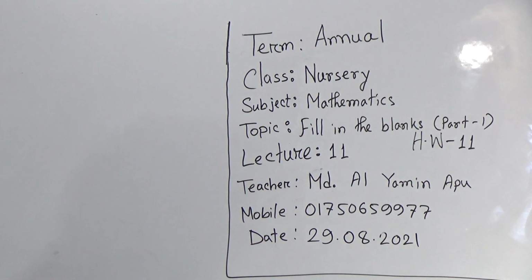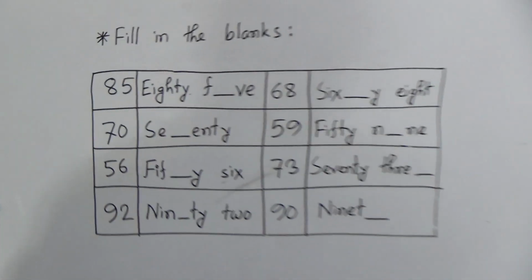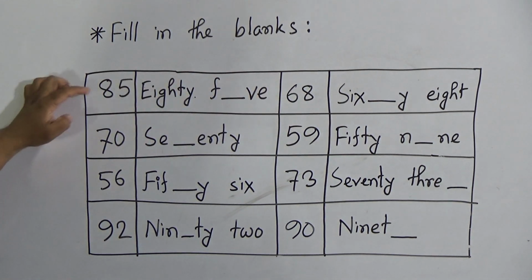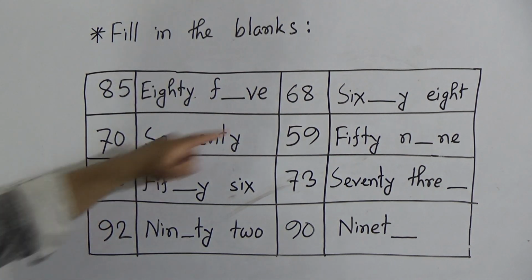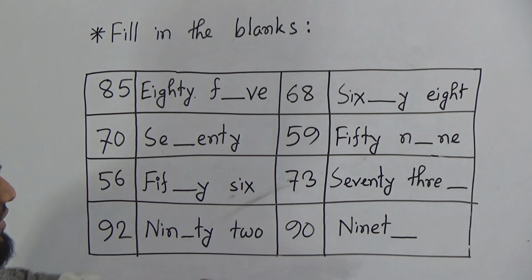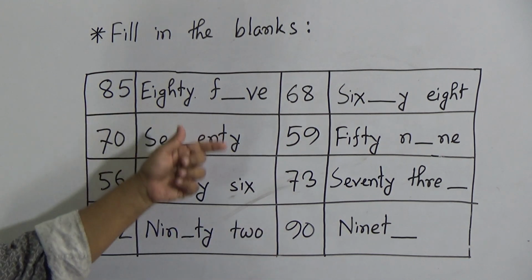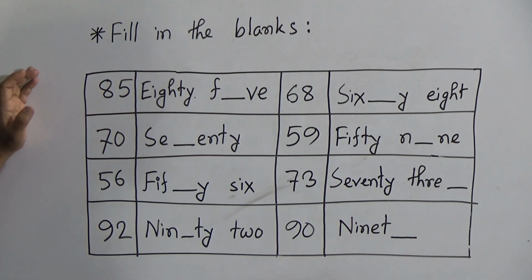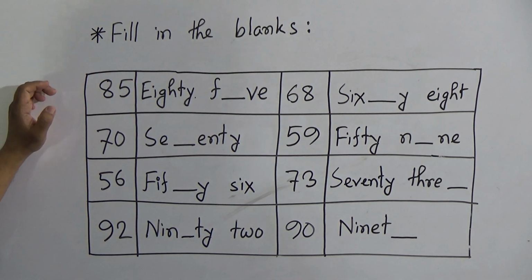My dear students, look at the board. The topic is fill in the blanks. There are 8 numbers given: 1, 2, 3, 4, 5, 6, 7, 8. The numbers are given, and the spelling is also given. But there are some gaps in the spelling. We will fill up those gaps. It's called fill in the blanks.